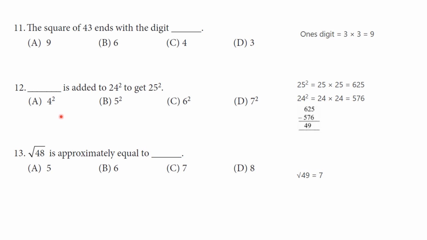Next, the square of 43 ends with the digit? Here the ones digit is what? 3. 3 into 3, 9. So the answer is 9.